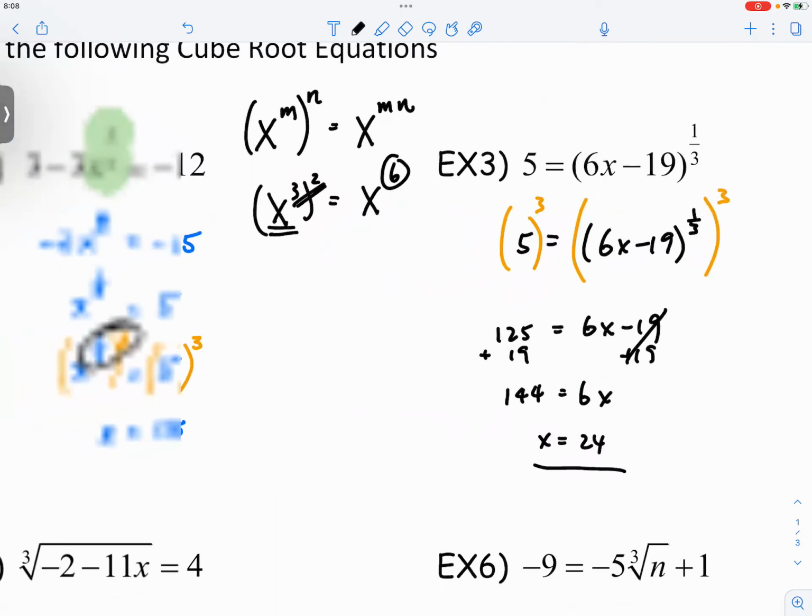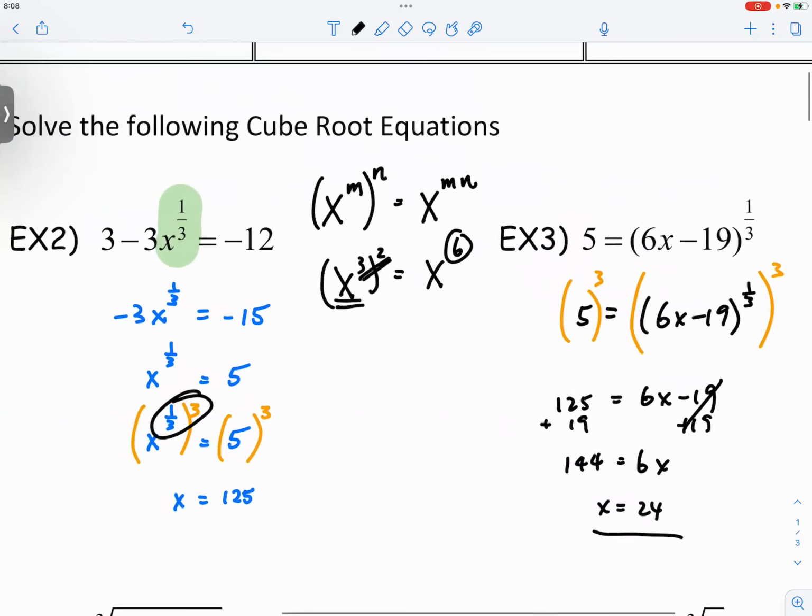So in summary, I just want to use these two examples to illustrate a very simple fact: that 1/3 power is the same thing as cube root. So the way you get rid of the 1/3 power is to cube it.